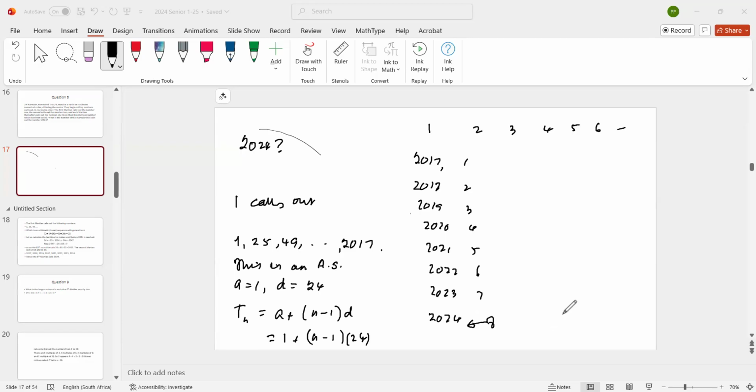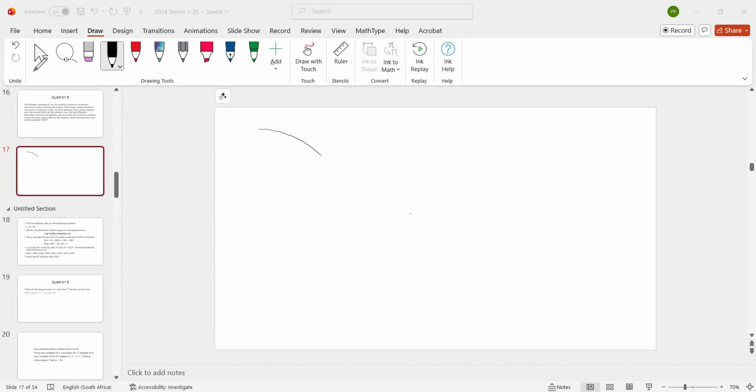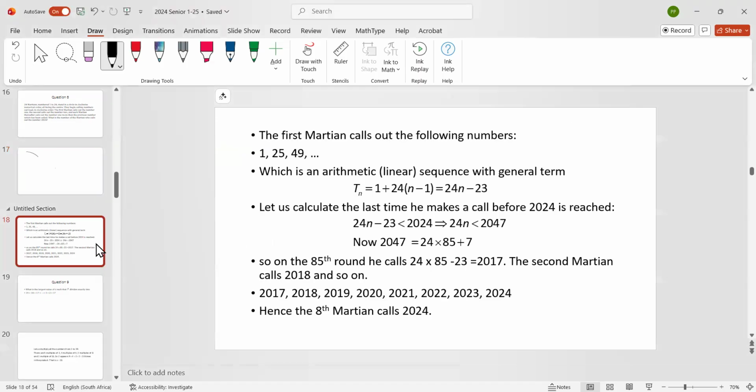And that is the question. Which person shouts out 2024? The answer is the eighth person, because we figured out what one shouts out, and we got very close to 2024 so we can answer the question. All right, so that is the answer to this question. So there it is, the eighth Martian calls out 2024. If you didn't understand my solution, you can have a look at this, and all the time in the world to have a look at that.